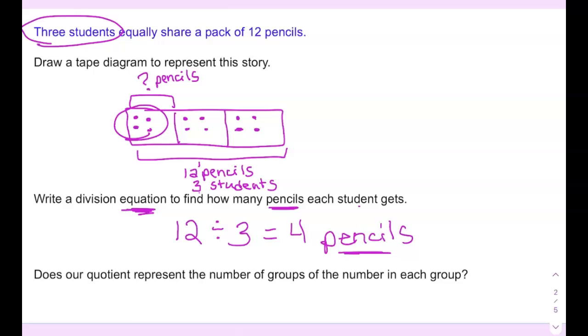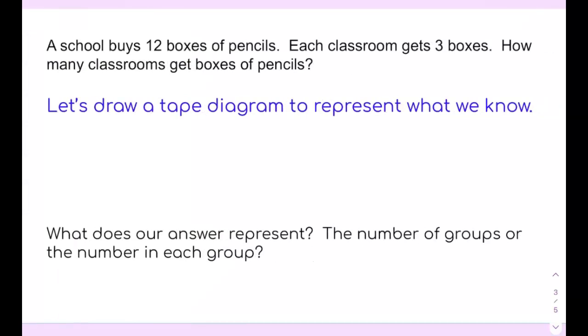Now here's the question of the day. Does our quotient represent the number of groups we have or the number in each group, the size of the group? 4 pencils right here tells us how many are in each group. Outstanding. Our next problem. A school buys 12 boxes of pencils.